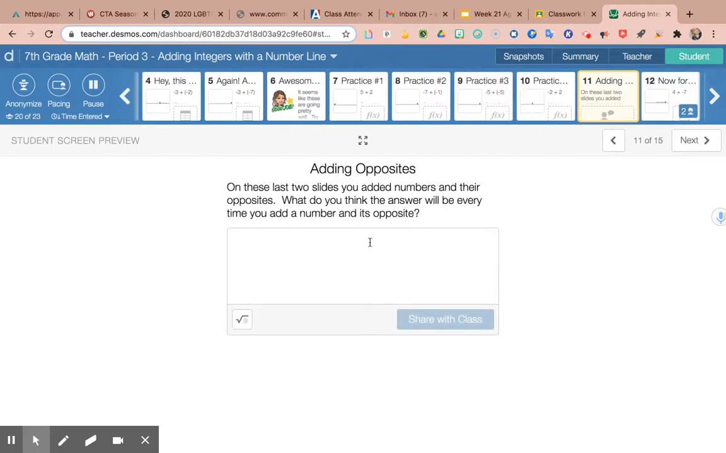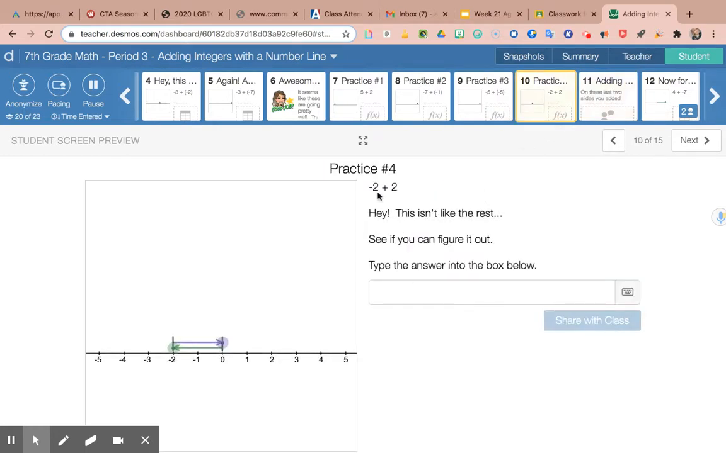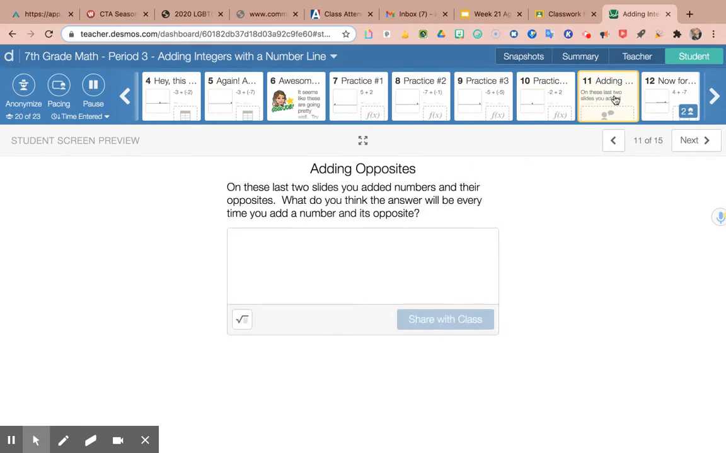So the next question is going to ask you, on the last slide, you added numbers and their opposites. So -2 and +2. What do you think the answer will be every time you add a number and its opposites? So if I add -15 plus 15, or -5 plus 5, or 100 plus -100, what will the answer always be? We've talked about this before.